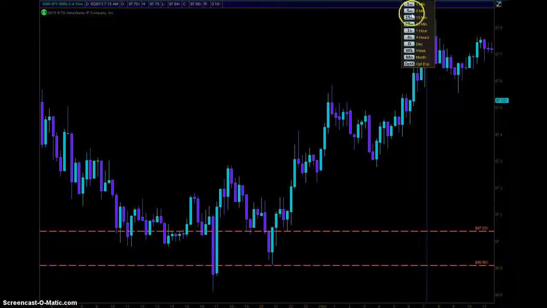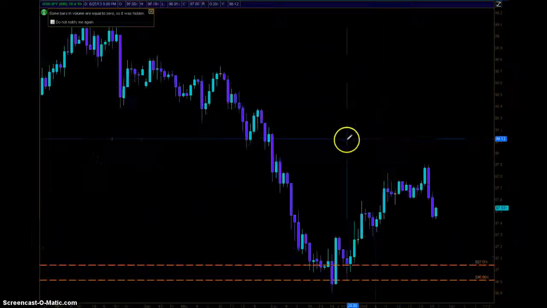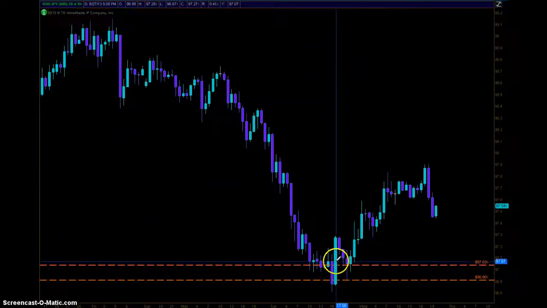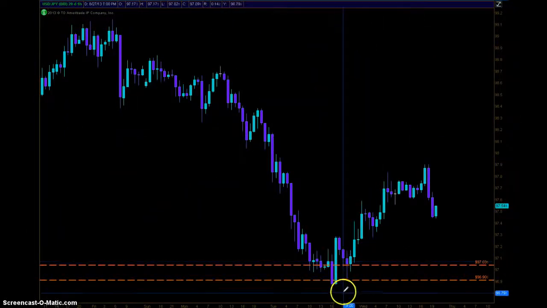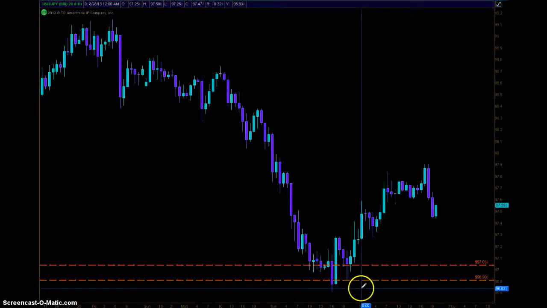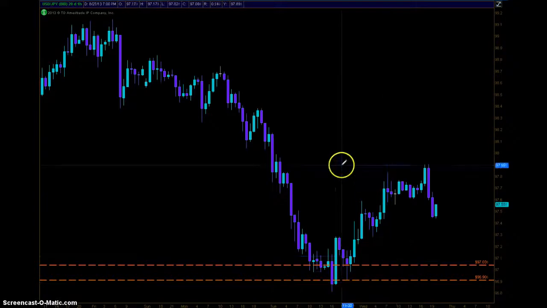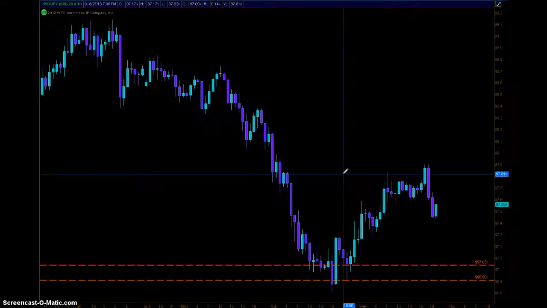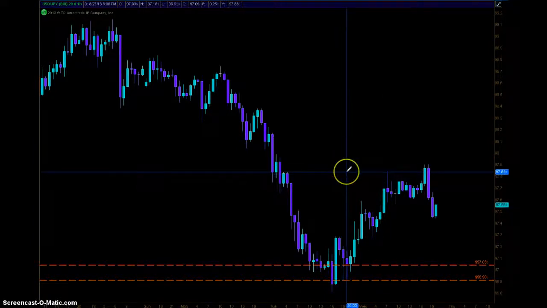Now, if you want to get in on the touch of the hourly right there, if you want to get in at 97.07, that's fine. But you're gonna have a stop, if you're trading this like I do it, that's about 30 pips, which, depending on your target, could be fine. I have no idea how you guys are trading. If I was swinging this thing, that would be fine.